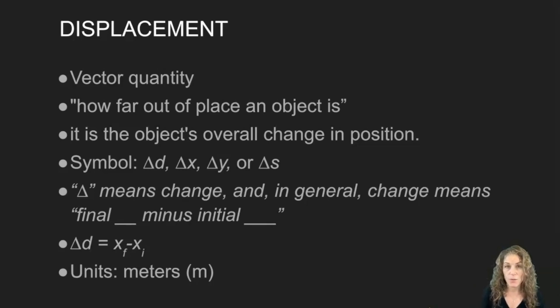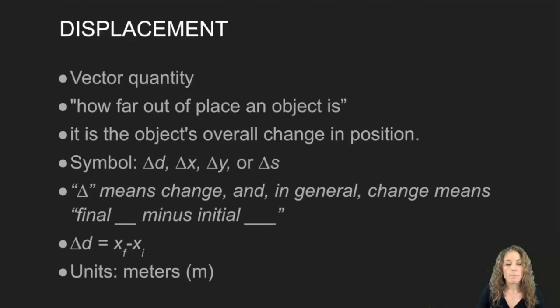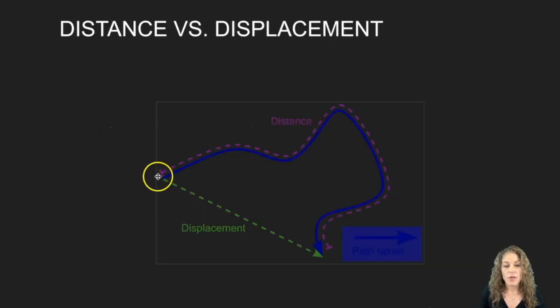You can find the displacement by subtracting your beginning point from your endpoint, and you'll get the overall change in position. The symbol for displacement is generally delta D, delta X, or delta Y. For distance, we just use a D, generally speaking. The units for all of these are in meters. So when you look at this diagram here, you can see the displacement is the straight line change from your beginning point to your end point, whereas the distance traveled is this whole path.